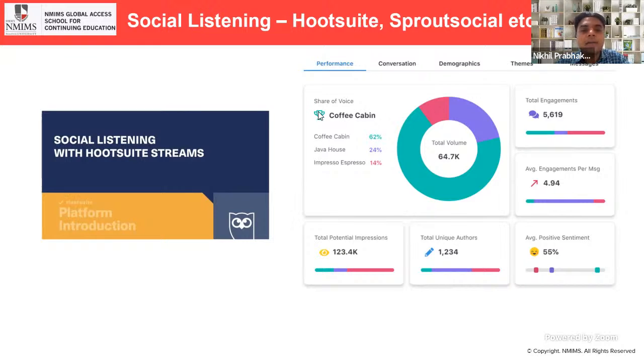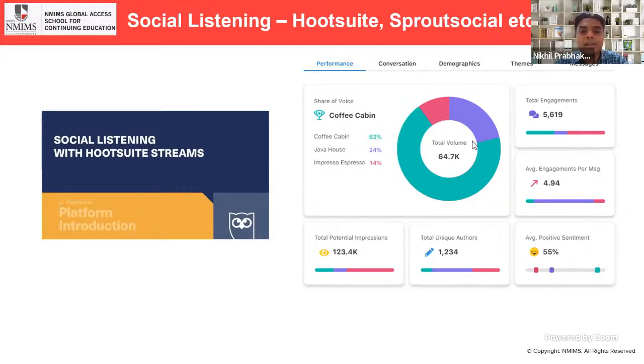Typical, let's say, kind of metrics charts that you can see in these tools is what you can see on the right-hand side. So let's say we are measuring share of voice for Coffee Cabin brand against maybe their competitors, Java House, Impresso, Espresso. And we are looking at whether there is a lot of voice or a lot of people mentioning about Coffee Cabin on social media or a particular platform, or about Java House and Impresso, Espresso.